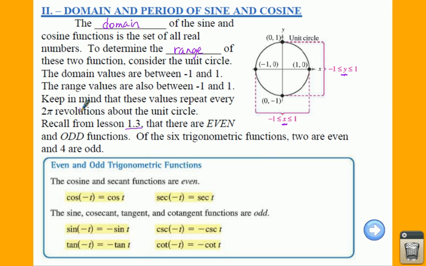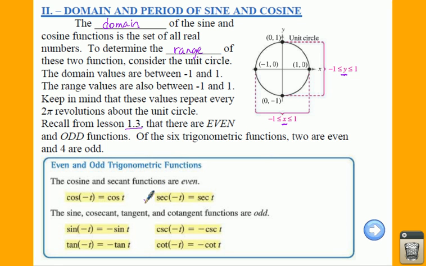So the big thing you have to keep in mind is no matter how many times you go around your circle, you have a 2 pi revolution. So all these values repeat. If you go around your circle one time, you're at 1, 0. Go around the second time, you're at 1, 0, and on and on. They just keep repeating. All your ordered pairs repeat as you go along.